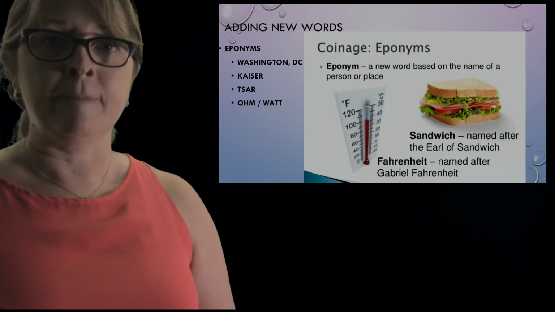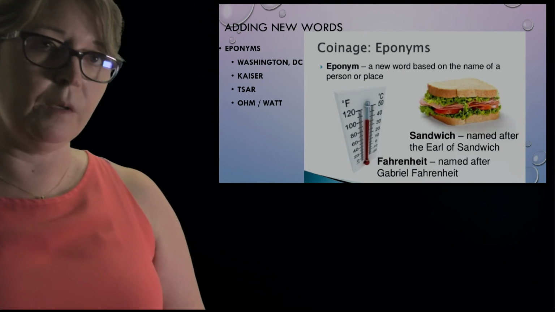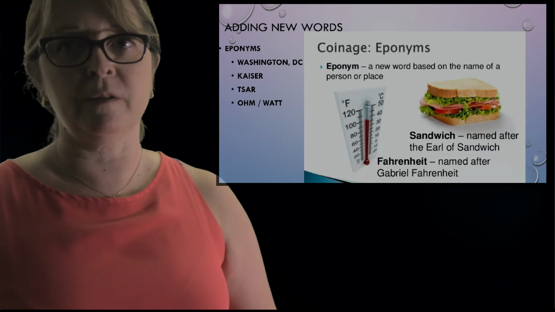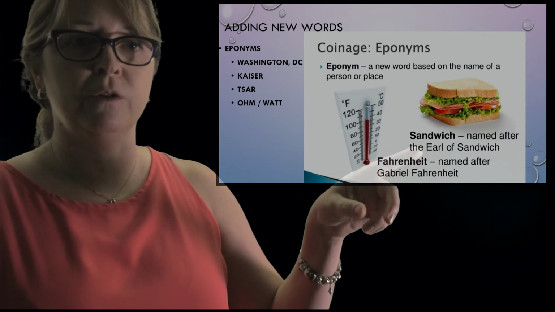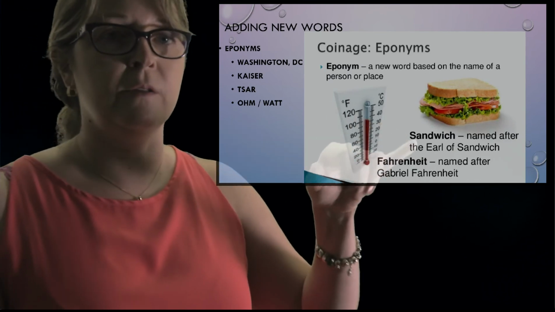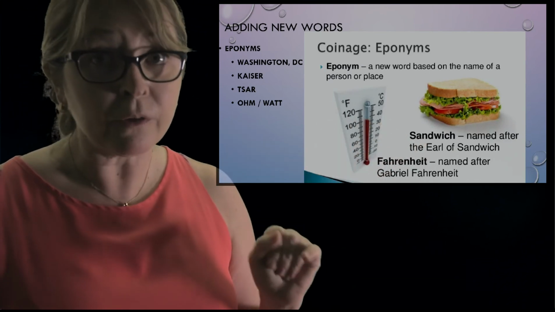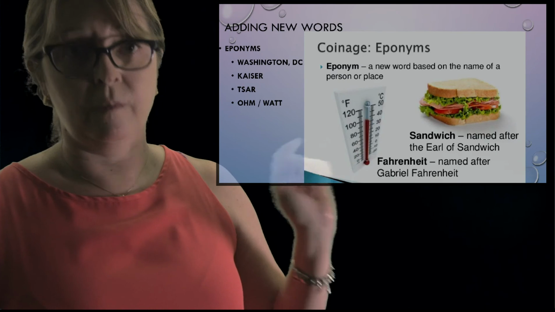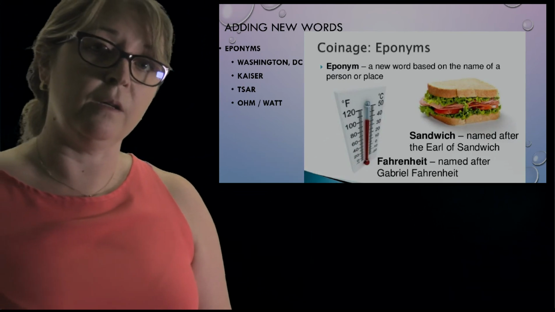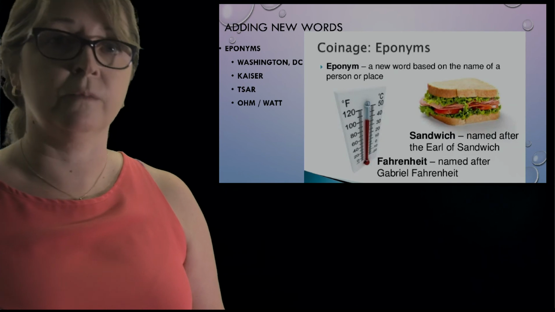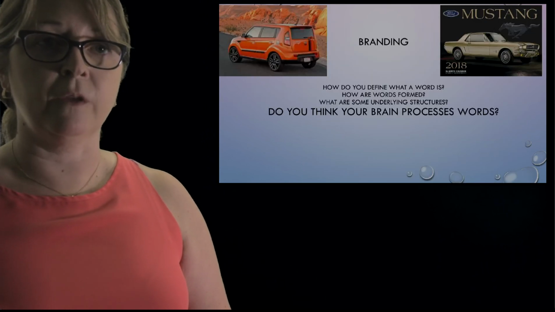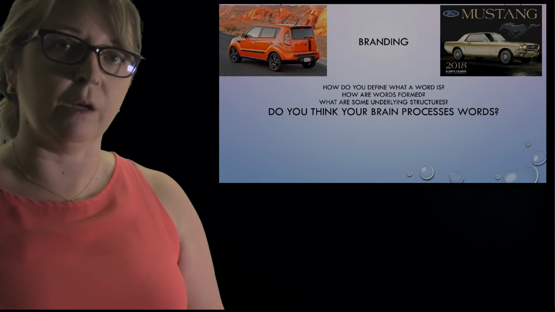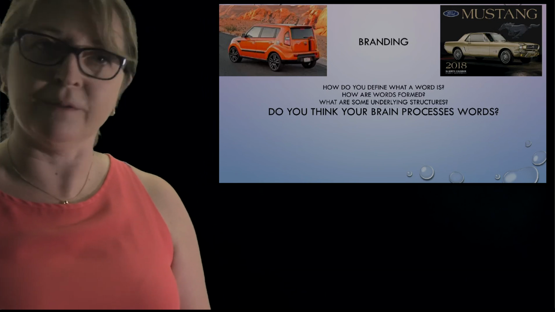Okay. Then you have eponyms. So you're looking at new words based on the name of a person or place. I don't know if you've ever heard of Earl of Sandwich. It's an actual company that sells sandwiches. So Sandwich was named after Earl of Sandwich, which I didn't know. And then Fahrenheit was named after somebody. Washington, D.C. Yeah. Kaiser. Okay. So think about the branding. Just think about it. I don't want to necessarily give you all the answers.